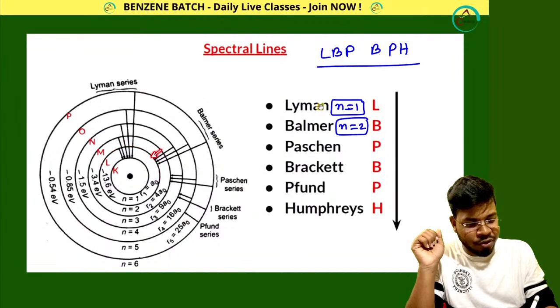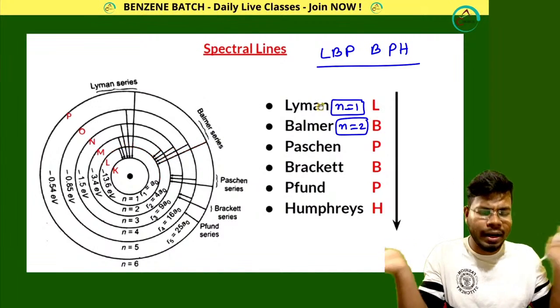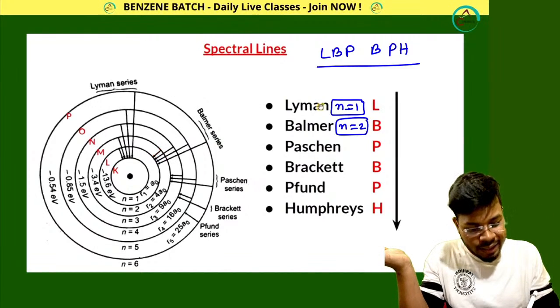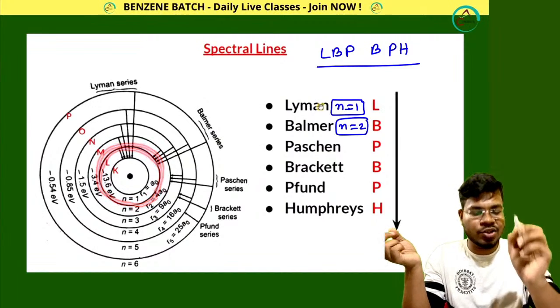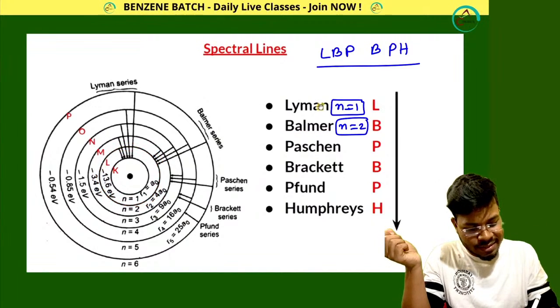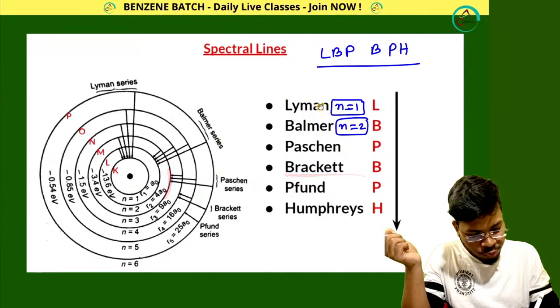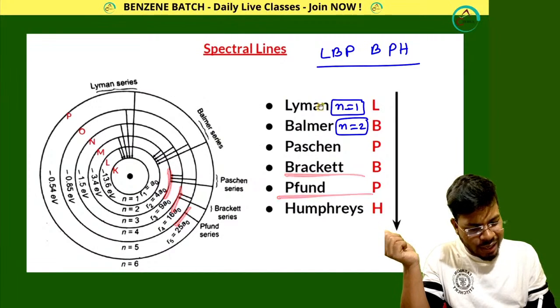It is happening from 3, 4, 5, 6; from where it is happening doesn't matter. The transition is happening at the second orbit. That's why it's the Balmer series. Similarly, Paschen is the third one, Brackett the fourth, Pfund the fifth, and Humphreys I haven't shown.